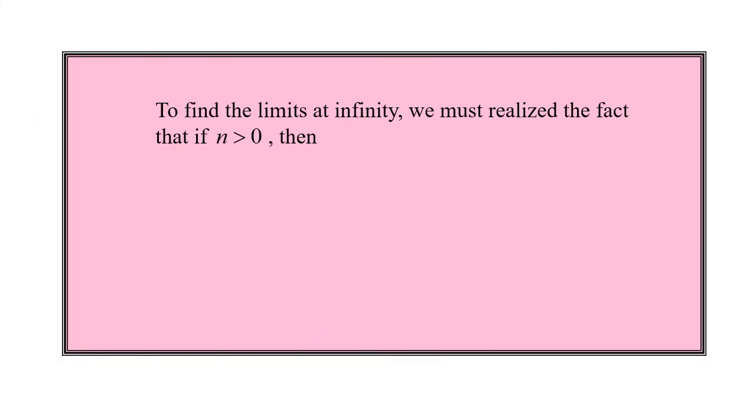To find the limits at infinity, we must realize the fact that if n is more than 0, then we use this: the limit of 1 over x to the power of n as x approaches positive infinity equals 0. Why? This is 1 over a very big value, right? Infinity to the power of n is a really big value. So we get nothing. It's like a very big pizza, but we are dividing it among thousands of people. So we get just dust. Okay, so we get nothing. That's why it is equal to 0.